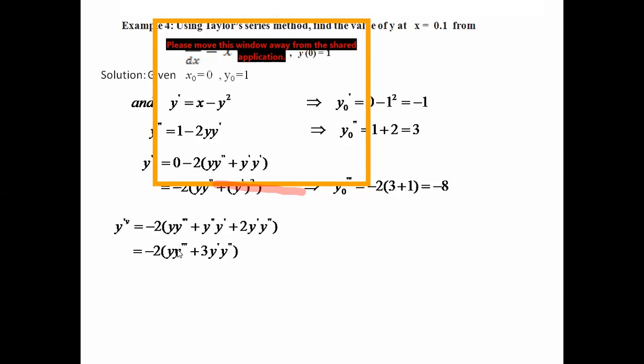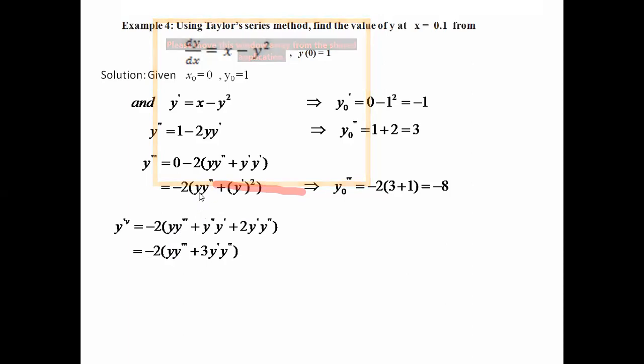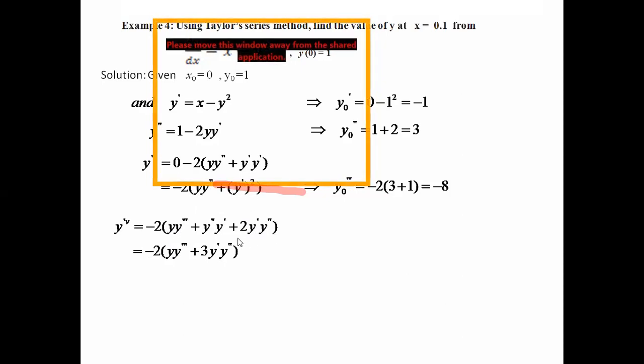Similarly, you can get the fourth derivative. Just differentiate this one again with respect to x. This minus 2 is common. For the first term, use the product rule. y into derivative of y double dash is y triple dash, right? Plus y double dash into derivative of y, that is y double dash into y dash, plus the derivative of y dash whole square, that is 2 times y dash into derivative of y dash, that is y double dash. But these are similar terms. If we add 2 and 1, in total we get 3 times y dash y double dash. This is the fourth derivative of y.